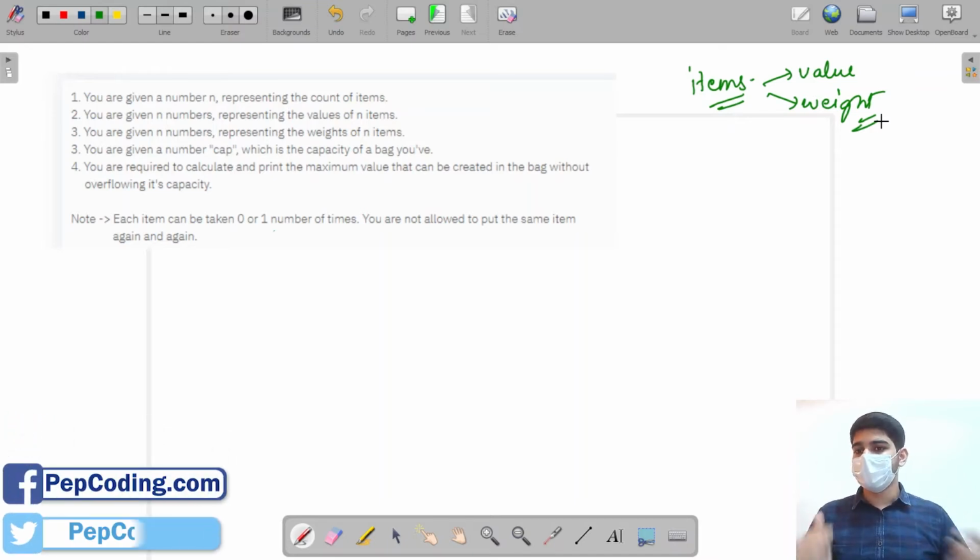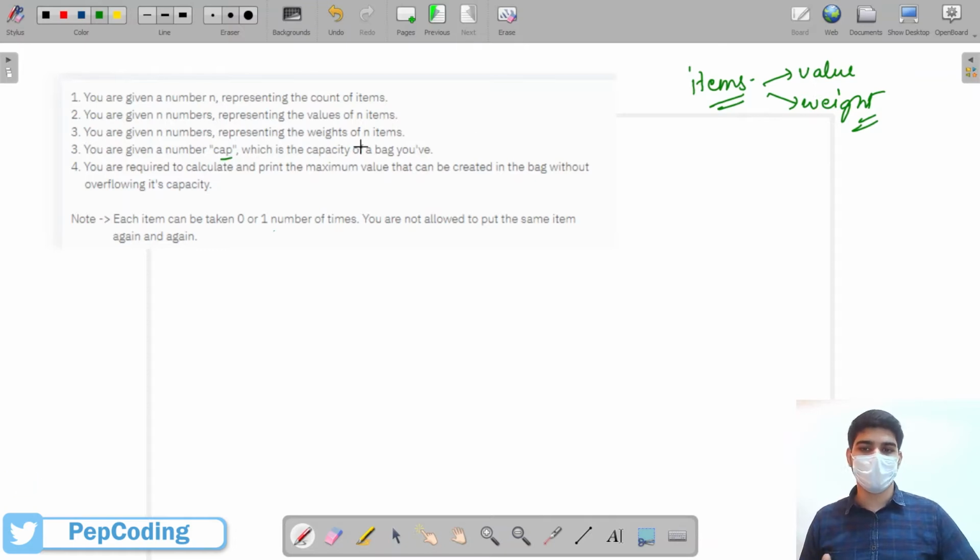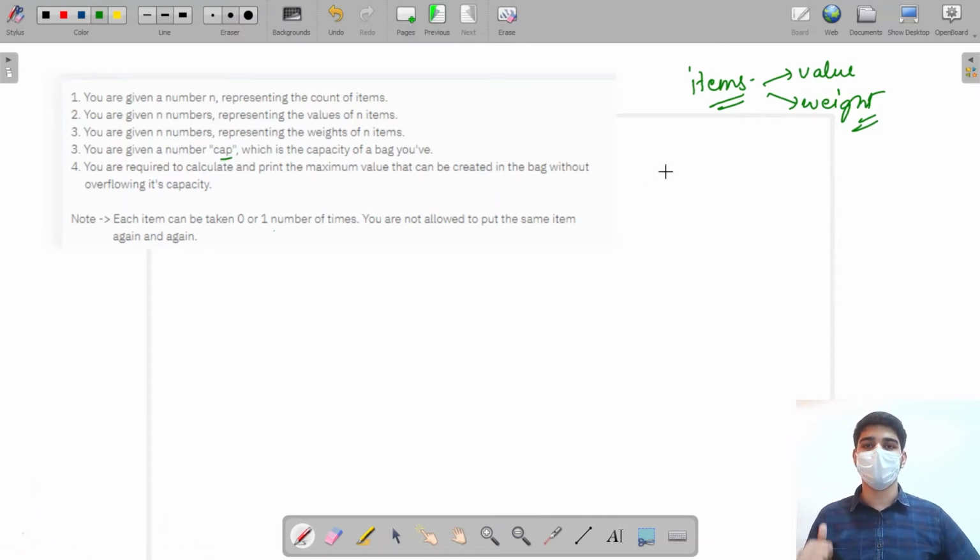Okay. Then it says that you're given a number cap, which is the capacity of the bag that you have. Other than the items, you are also provided with a bag, which would have a certain capacity, which is capped. Right? So these are the inputs provided.